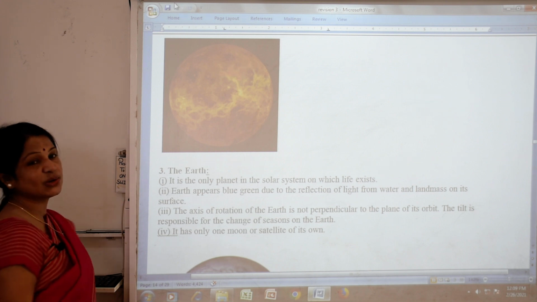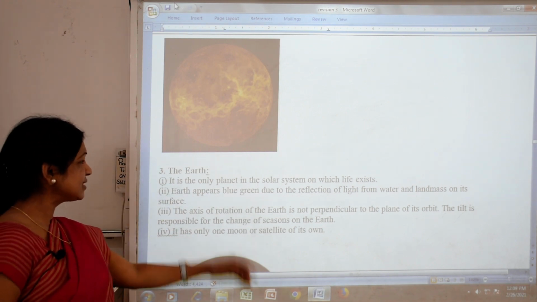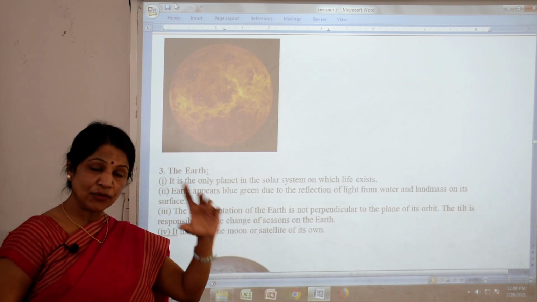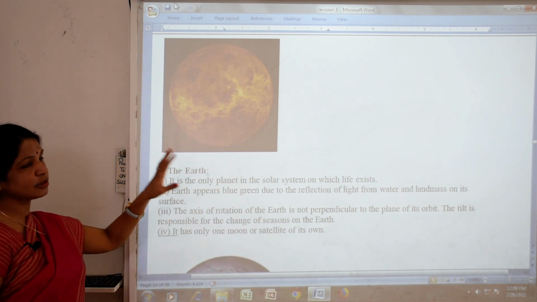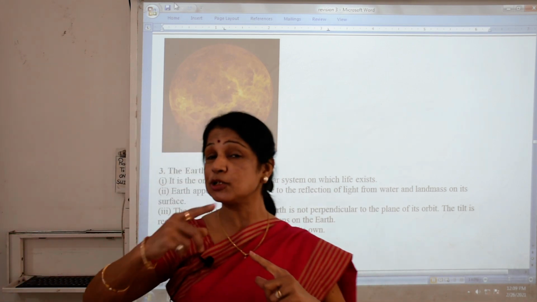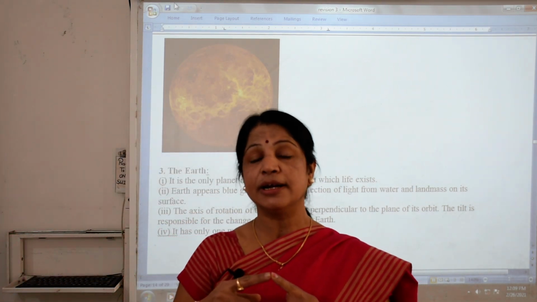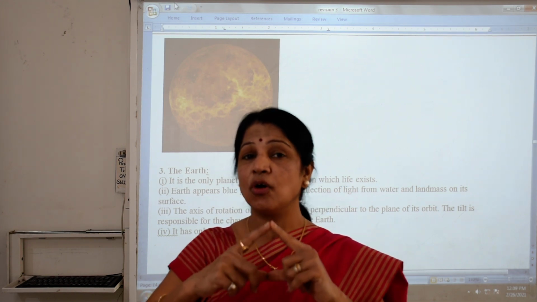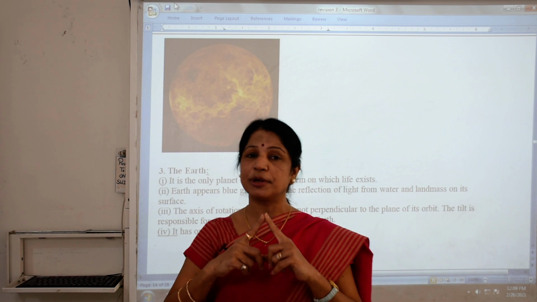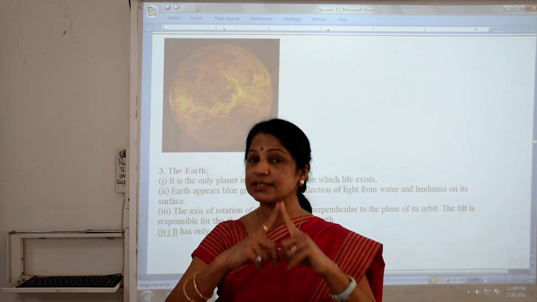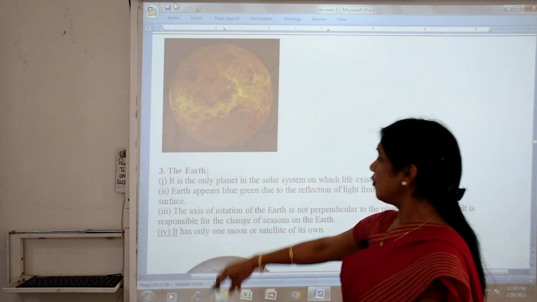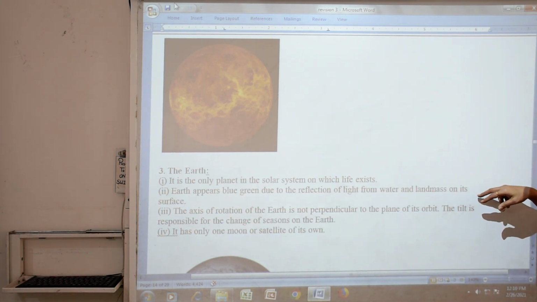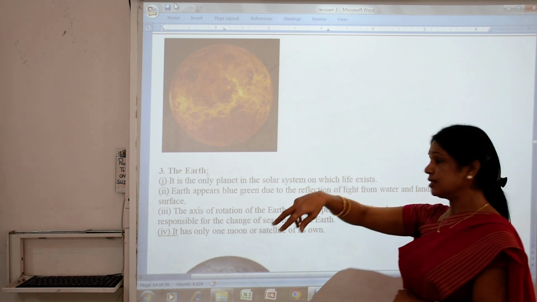Now further we are going to see the earth. It is the only planet in the solar system on which life exists. The earth has one more specification: it is the life-giving planet. Life exists on the earth due to the presence of the life-giving gas, oxygen. Further, the earth appears blue-green due to the reflection of light from water and landmass on its surface.